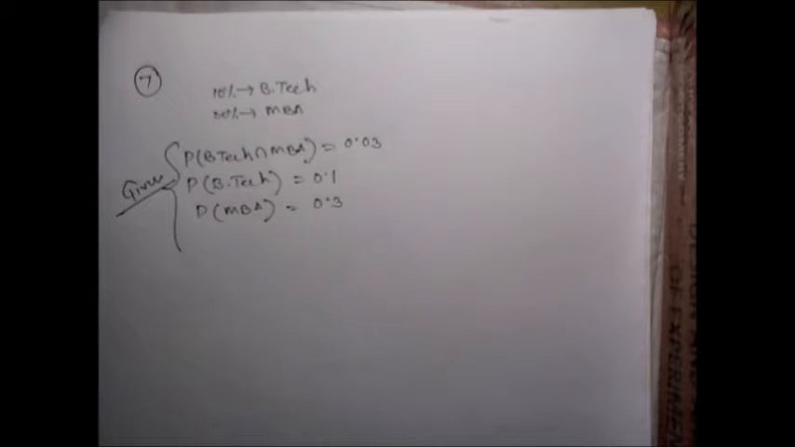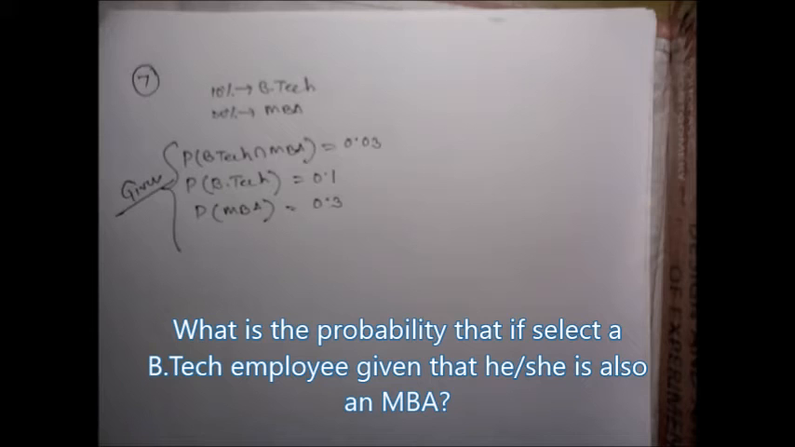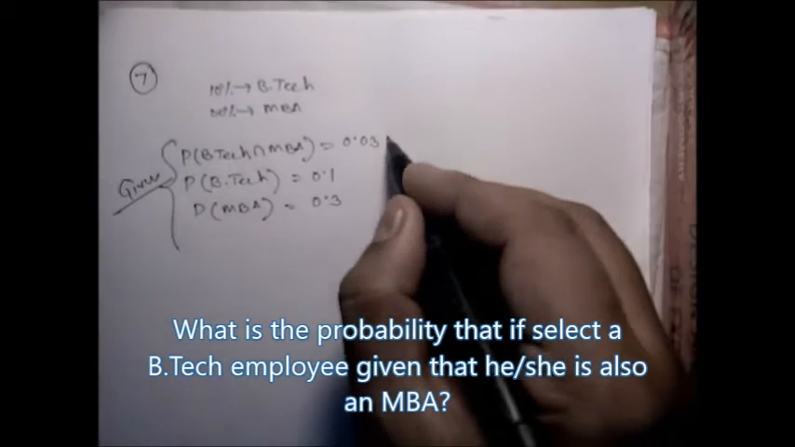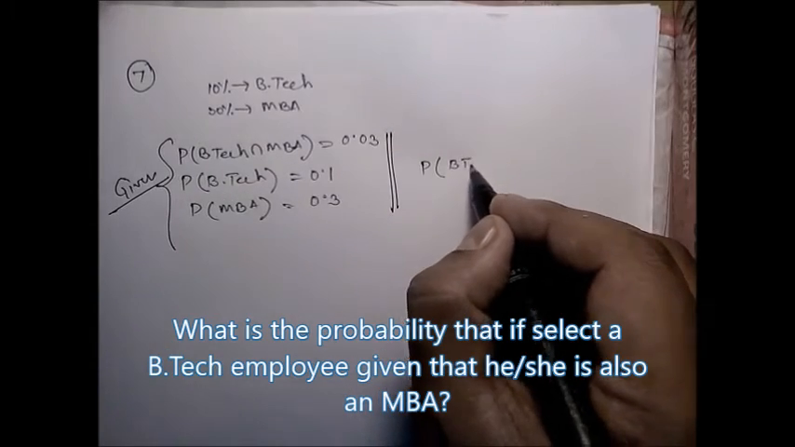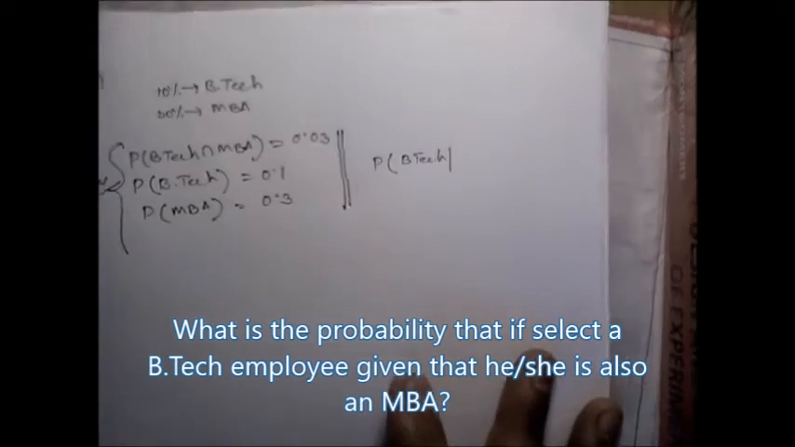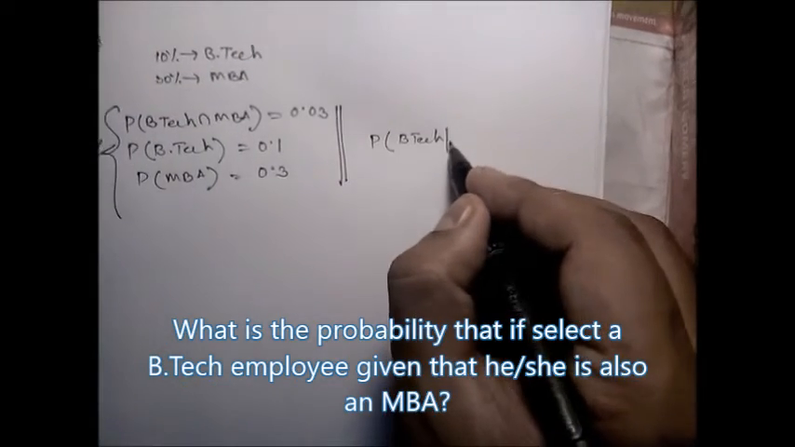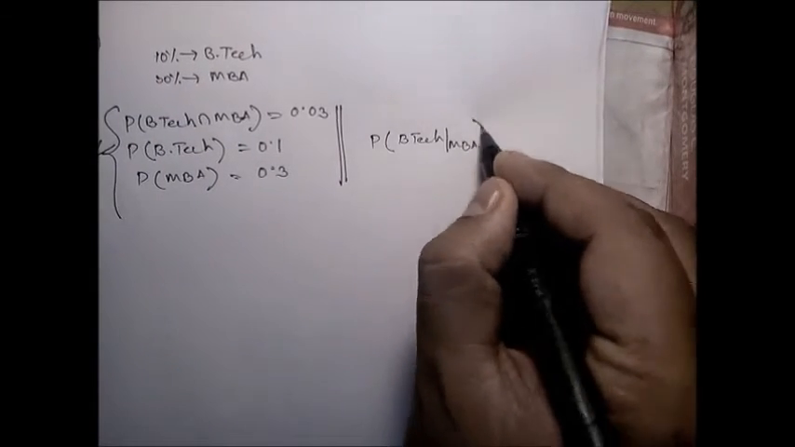Okay. So 10% of the company's employees are BTech, 30% of the company's employees are MBA, and 3% of the company's employees are both BTech and MBA. What is the probability that if we select a BTech employee, given that she is also an MBA? So we have to identify the probability of BTech given that he or she is from MBA.